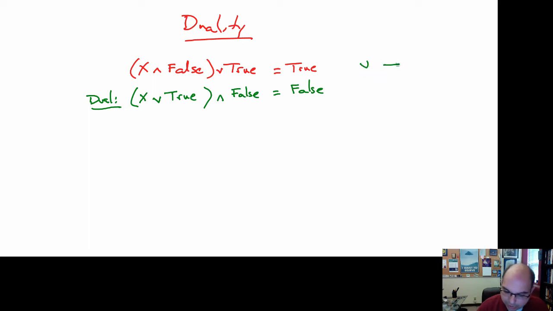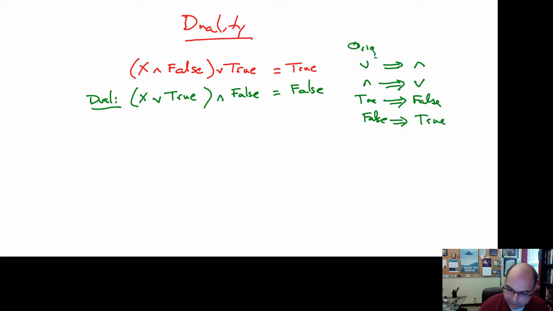When we have an or, we convert that to an and. When we have an and, we convert that to an or. True, we convert into false. And false, we convert into true. Okay, so this is our original statement, and this is the dual statement.